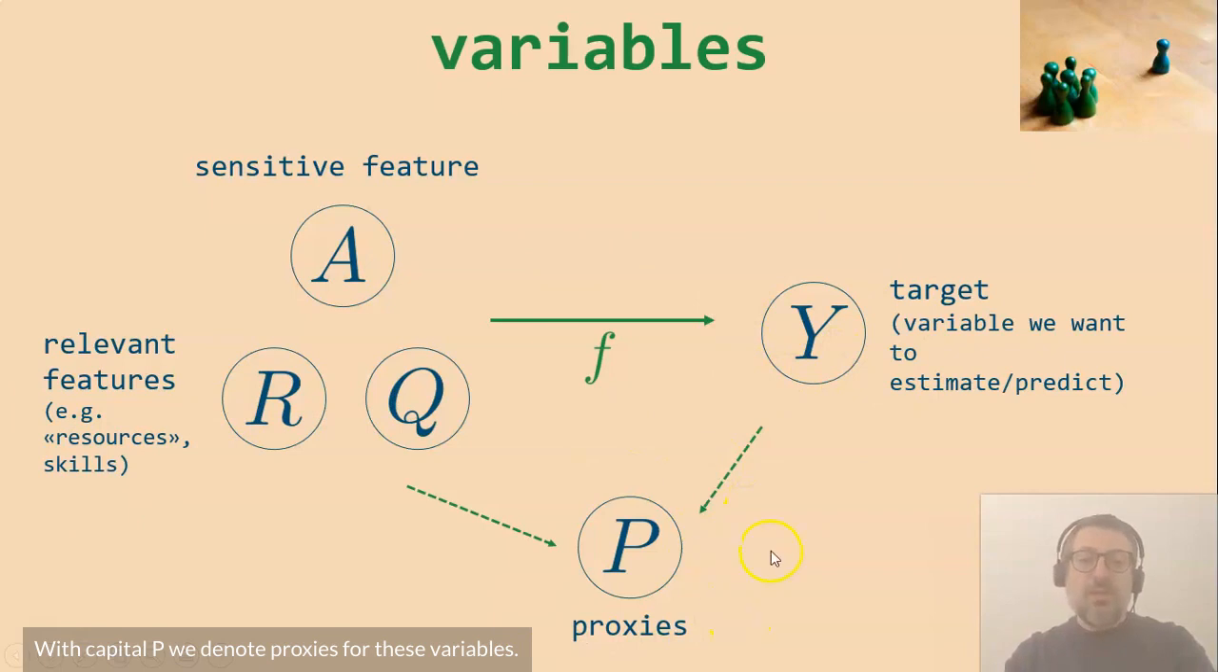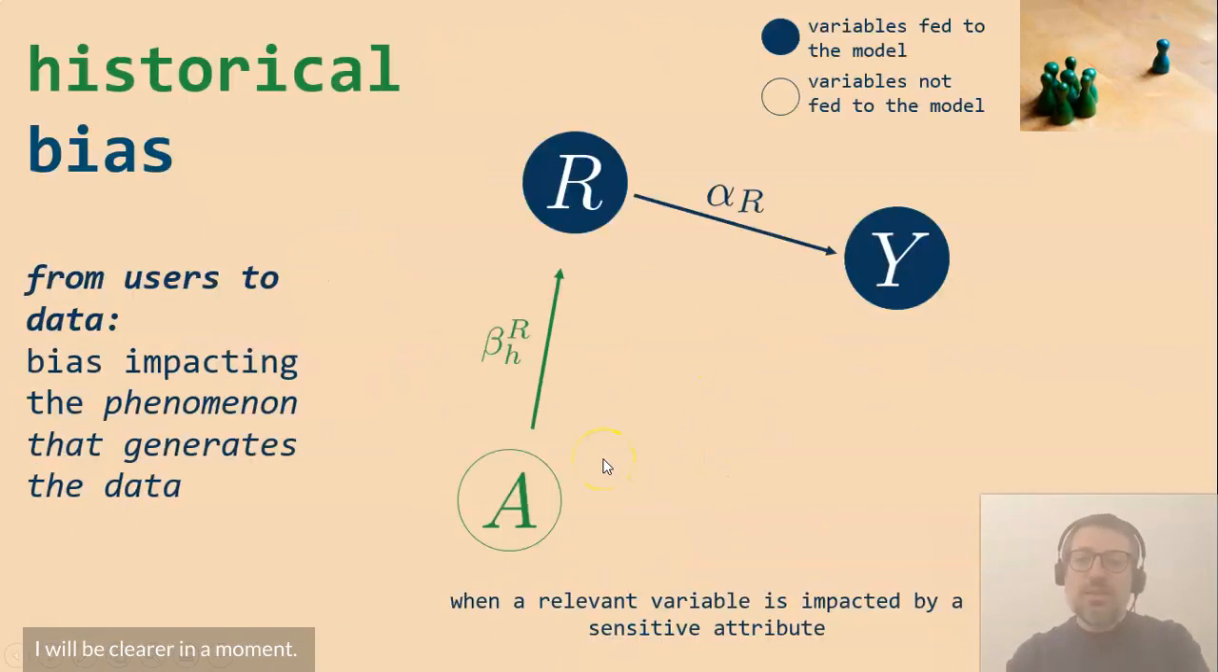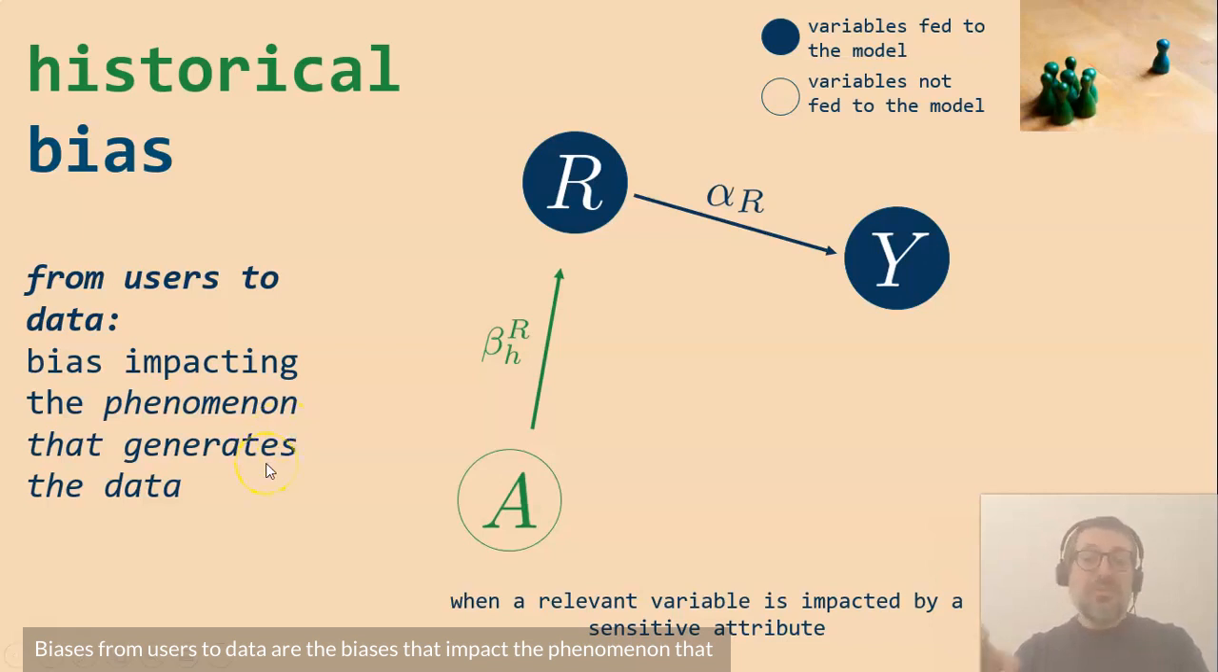With capital P, we denote proxies for these variables. I will be clearer in a moment. So in the paper, we focus mainly on two classes of bias: from users to data and from data to algorithm. Biases from users to data are the biases that impact the phenomenon that generates the data. So this is a simple plot to schematize what we're talking about.